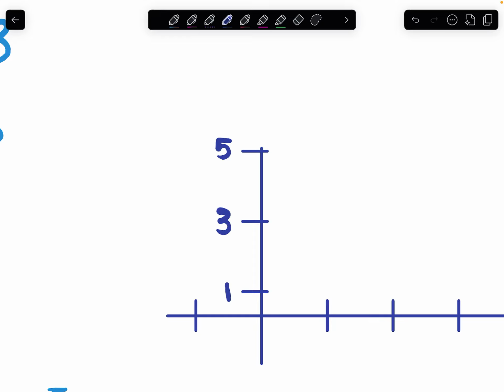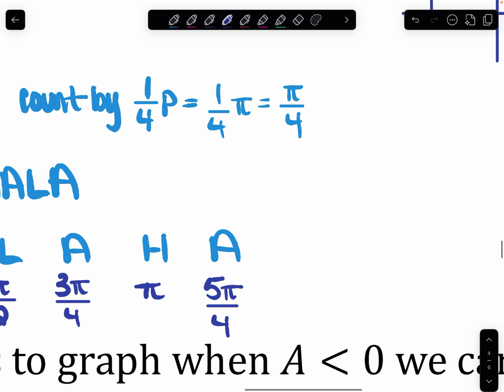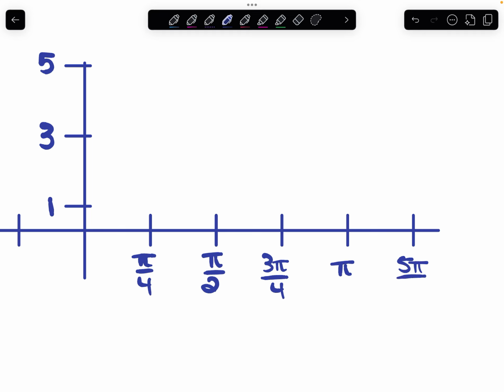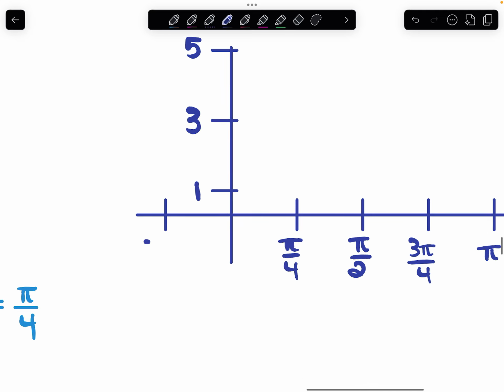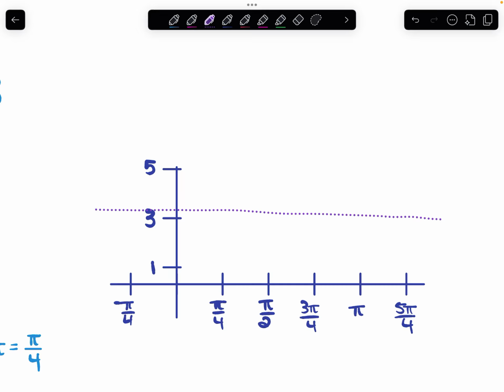All right, critical points labeled: pi over 4, pi over half, 3 pi over 4, pi, and 5 pi over 4, and then 0, and then negative pi over 4. Axis, if you'd like to draw it in, I do think it's helpful, but not necessary. Just always dash it, don't make it solid.